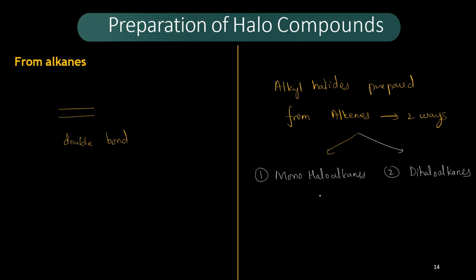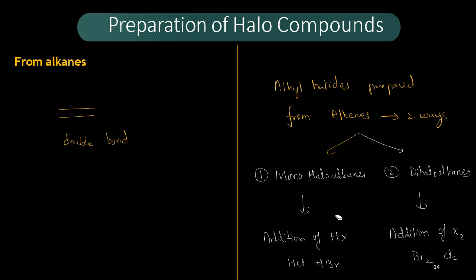For getting monohaloalkanes, you need to use the addition of HX. That means we are reacting with a hydrogen halide. Whereas here, we will be reacting with a halogen molecule, so addition of X2. Here you can use HCl, HBr. Here you can use Br2, Cl2. So that's how you prepare in 2 different methods. When you are using addition of X2, you have 2 bromines or 2 chlorines, so you can get dihaloalkanes. But here you have only one halogen, so you will get monohaloalkanes.